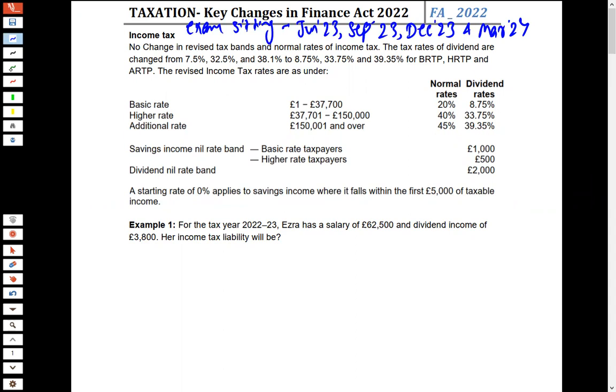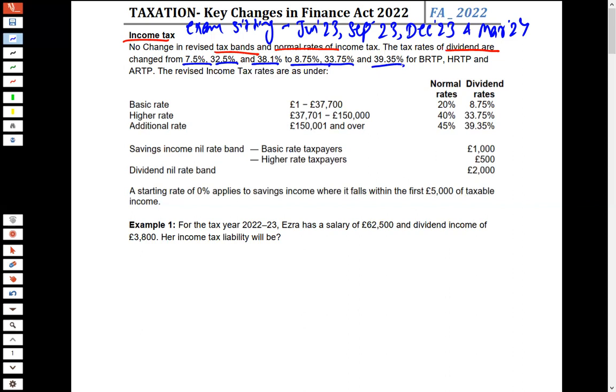The first area where the change has taken place is income tax. In income tax, the tax bands are the same, the normal tax rates are the same. The only change is in the tax rate of dividend. Previously, the tax rate of dividend was 7.5, 32.5, and 38.1. And now the revised tax rates for dividend are 8.75, 33.75, and 39.35% respectively.